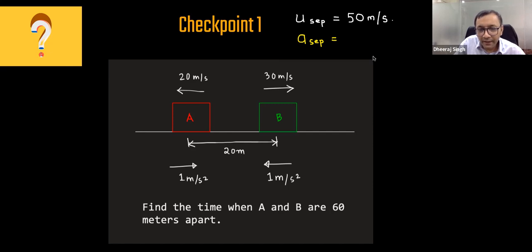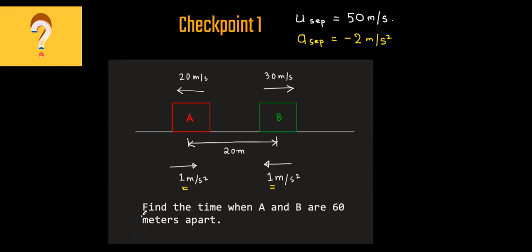Good to see some of the correct answers. Good. Is this acceleration separating or approaching? One and one, total two is approaching. Both are approaching, one and one, two is approaching. So separating would be minus two. Okay. So that is the hint. Now do the complete question, get the answer.